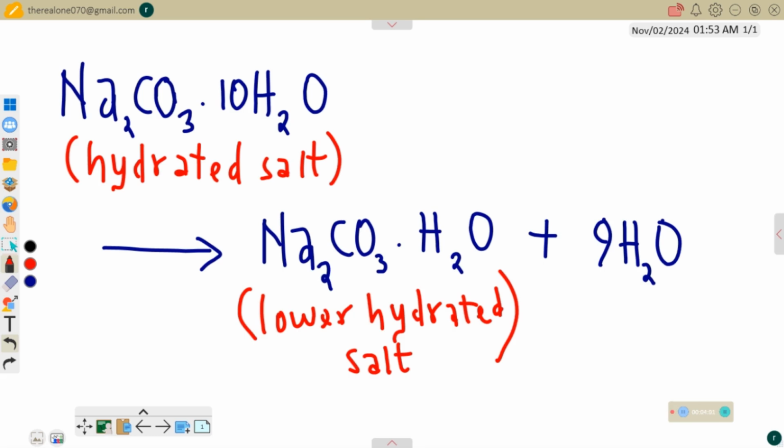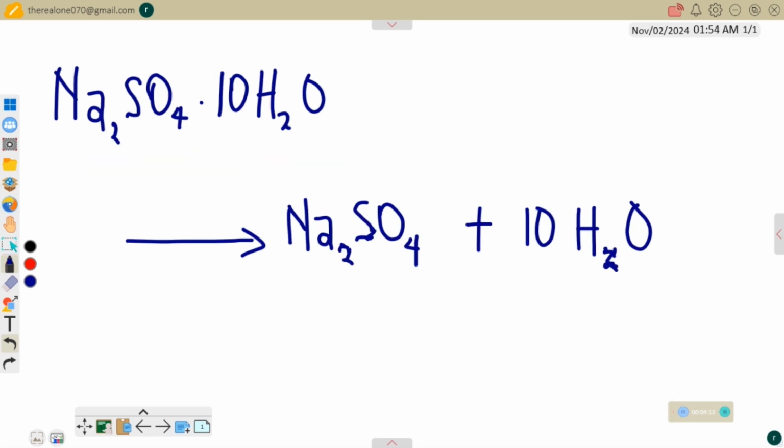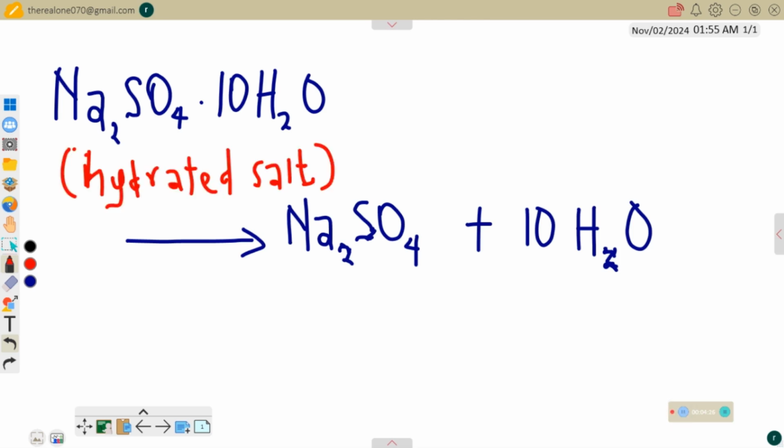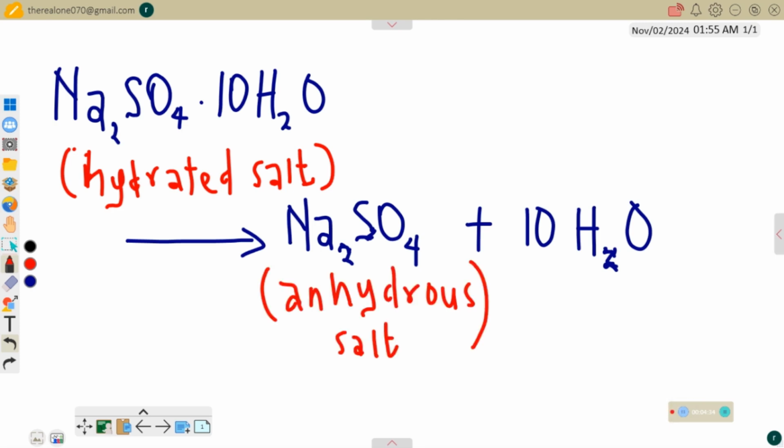Now, on the other hand, the second example, Glauber's salt, loses all of its water of crystallization. Let's see its reaction. So, this Glauber's salt loses all of the 10 water molecules that it contains. The original salt that has not lost anything is known as hydrated salt, while the new product that has no water at all is called anhydrous salt. And the 10H2O is the lost water of crystallization.